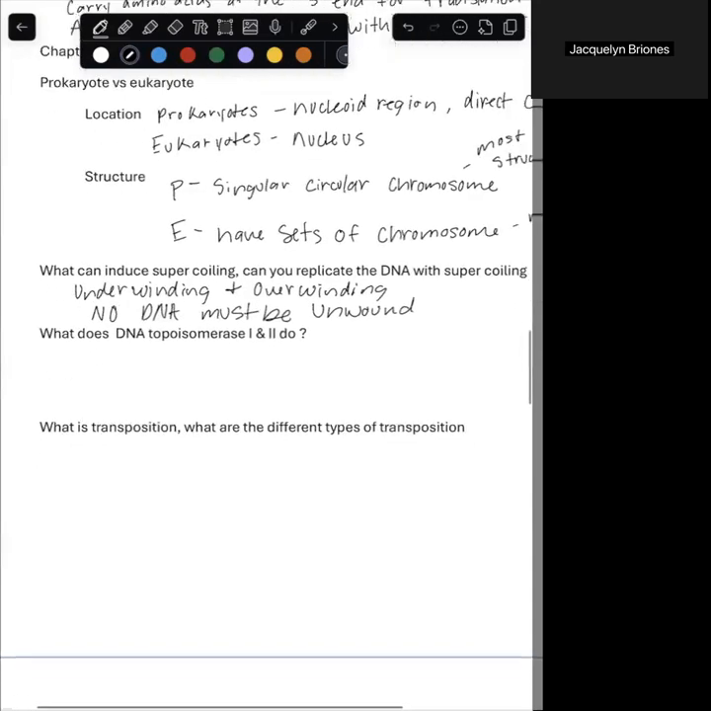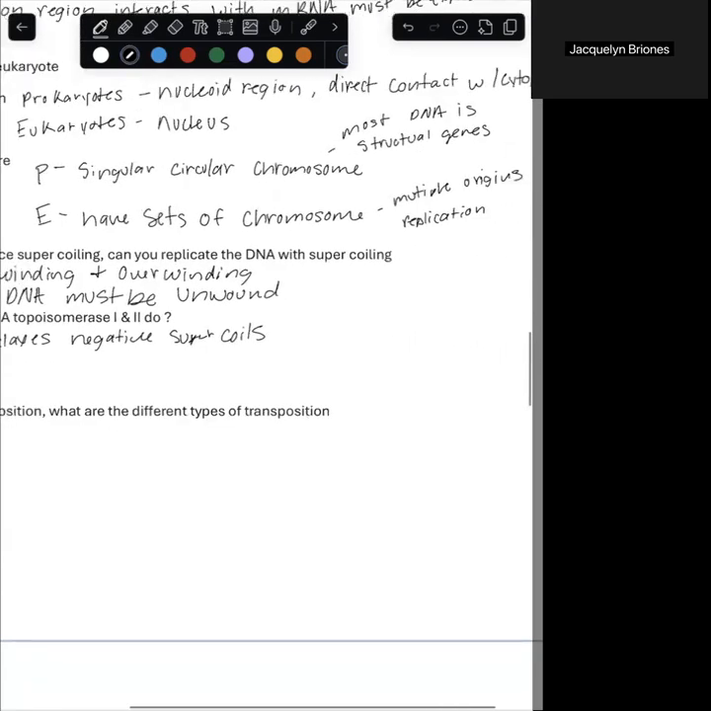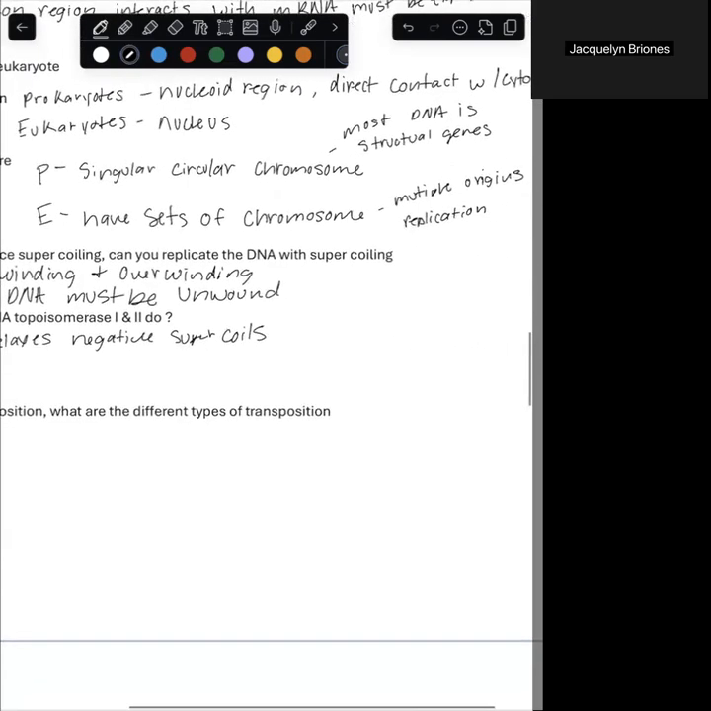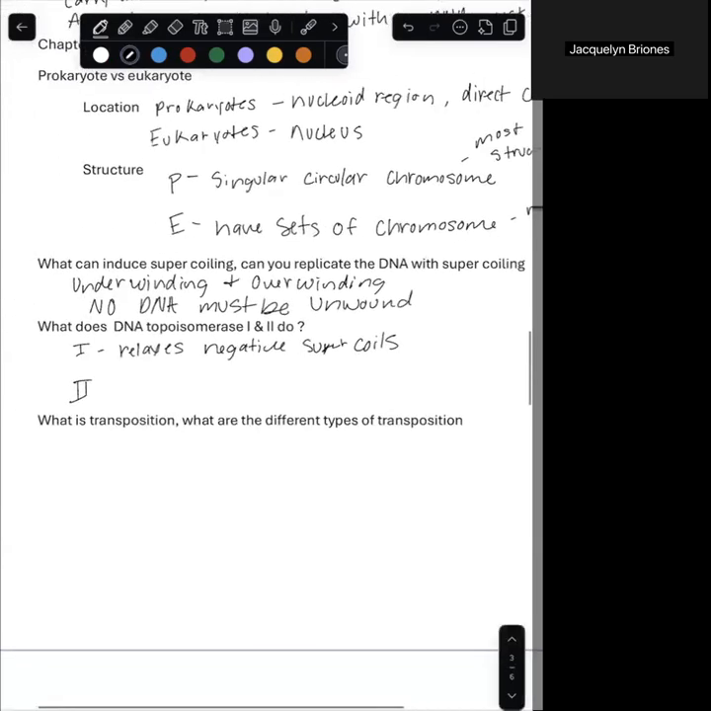Okay. What does DNA topoisomerase do? One and two do. So topoisomerase one, if you remember, relaxes. And then topoisomerase two creates.